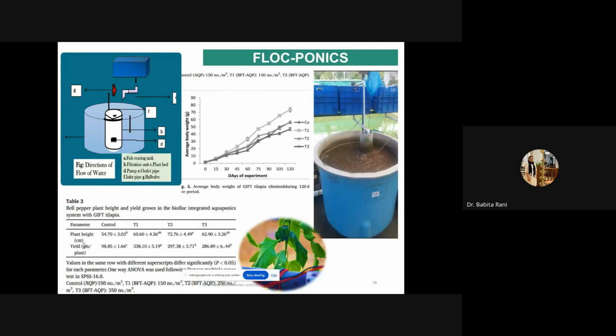Here we can see we have used a filter, so that the floc won't come from the back. It is a flow filter. This is the floc, and we have made a high density, like 150 numbers per kilo. It is an experiment, but it's an integration model.